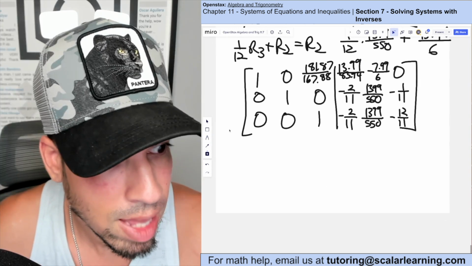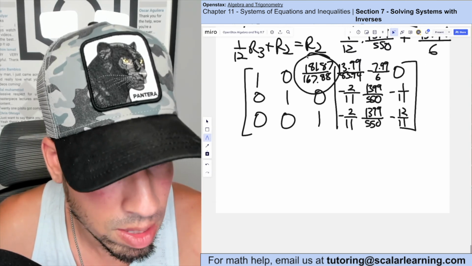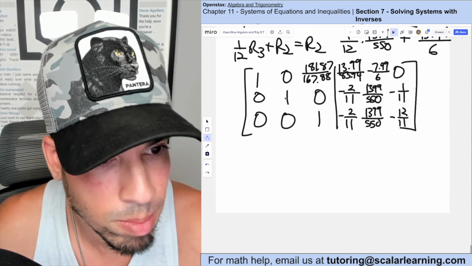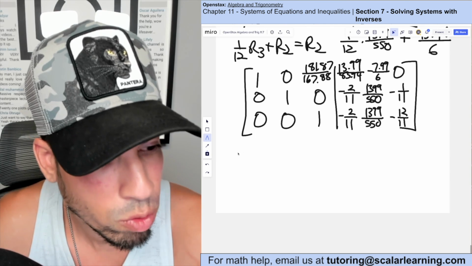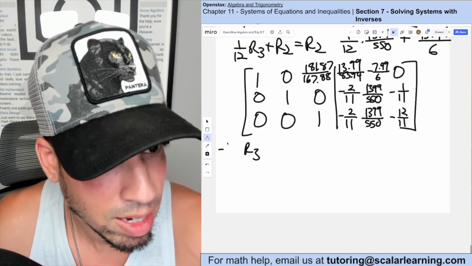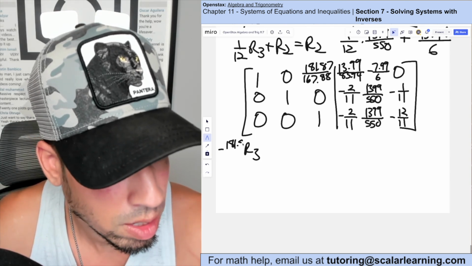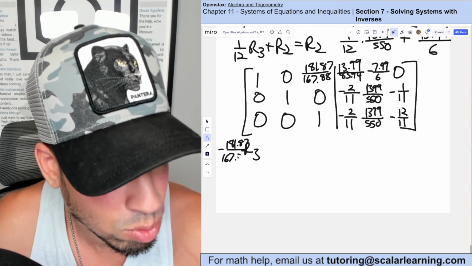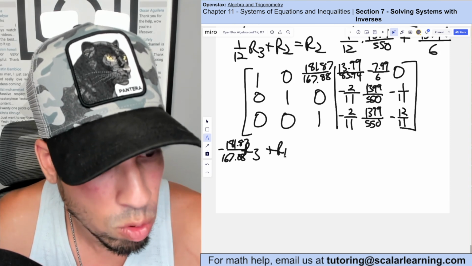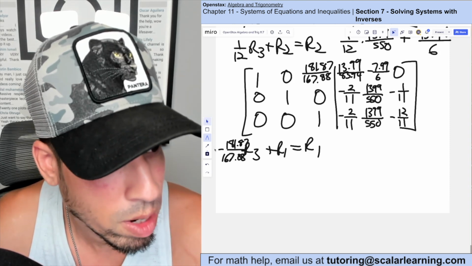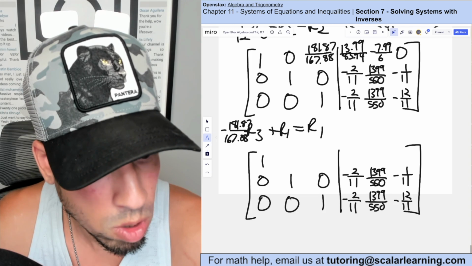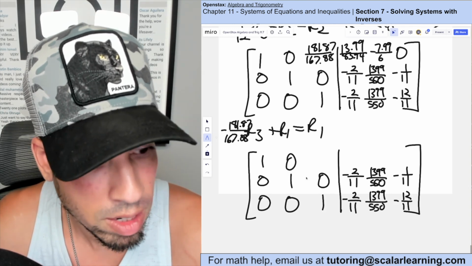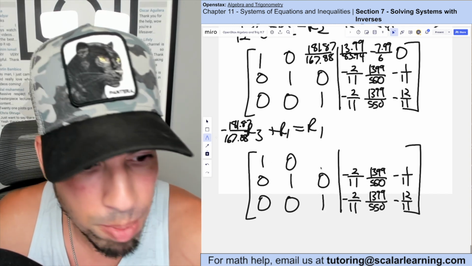All right, we're on the last one, and now we got to flip this to a 0. So I'm going to multiply row 3 by negative 181.87 over 167.88. Add it to row 1 to get a new row 1. Let's write it out. So we got 0 plus 1 is 1. 0 plus 0 is 0. Negative, whatever that is, plus its opposite is 0.